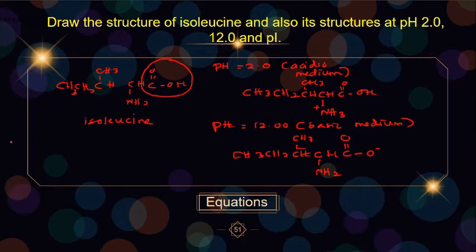So how about at the pI? At the pI, it must have both to balance, because it has zero charge, it is neutral. So the structure is CH3, CH2, CH and CH3. This one is CNH2, CH, C double bond O, O minus. Actually this is NH3 plus.